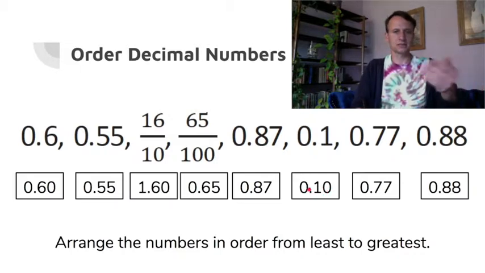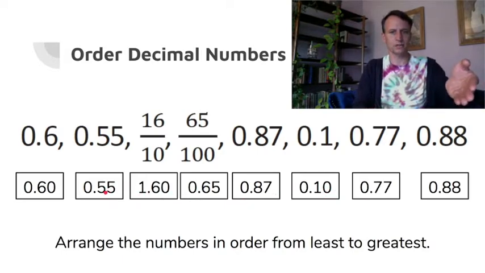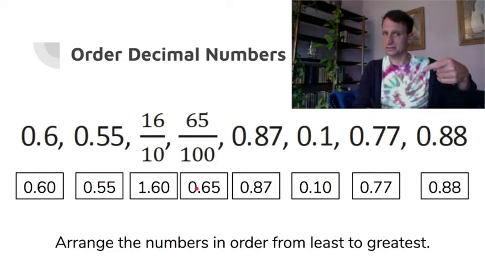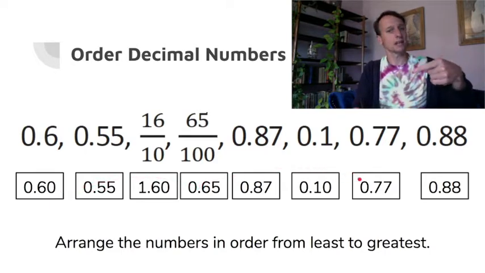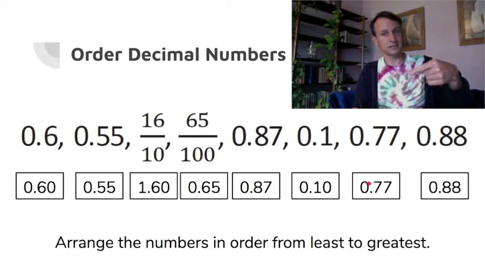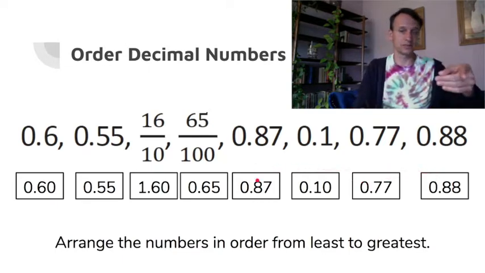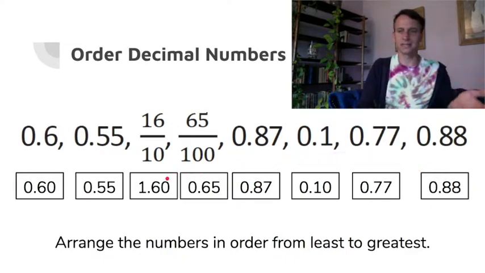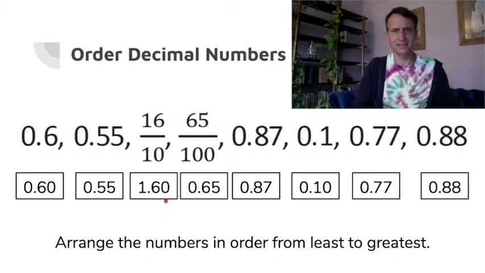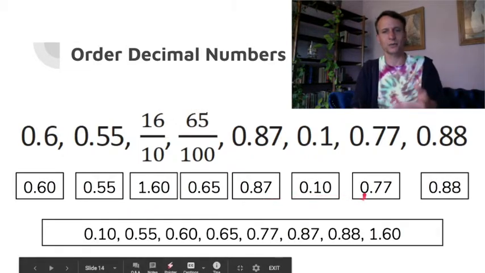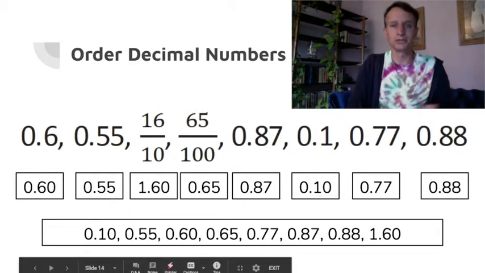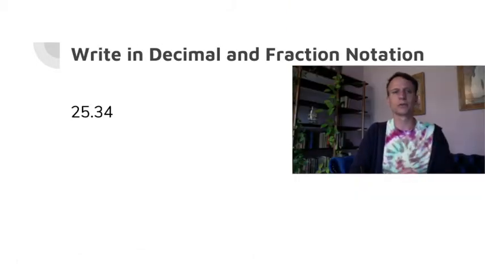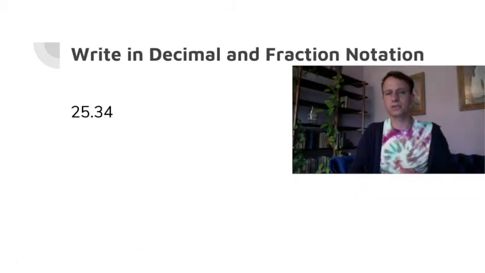What do we have next? 2, 3, 4, 5. Okay, so 55 hundredths would come next. 60 hundredths. 65 hundredths. 77 hundredths. Don't miss that. 87 hundredths, then 88 hundredths. And lastly, 1 and 60 hundredths. Did I miss anything? I don't think so. Okay, so that's what it looks like when we put them all in order. Beautiful. Quick review there.